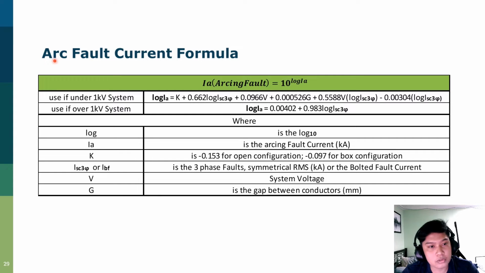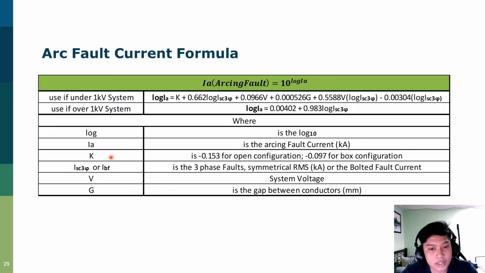And now, let's go to arc fault current formula. So, this is the formula for arcing current or arcing fault current. In under 1 kilovolt system, the formula for log IA is this one. For over 1 kilovolt system, the formula for log IA is this one. Where log is the log 10, IA is the arcing fault current. It should be in kiloampere unit.